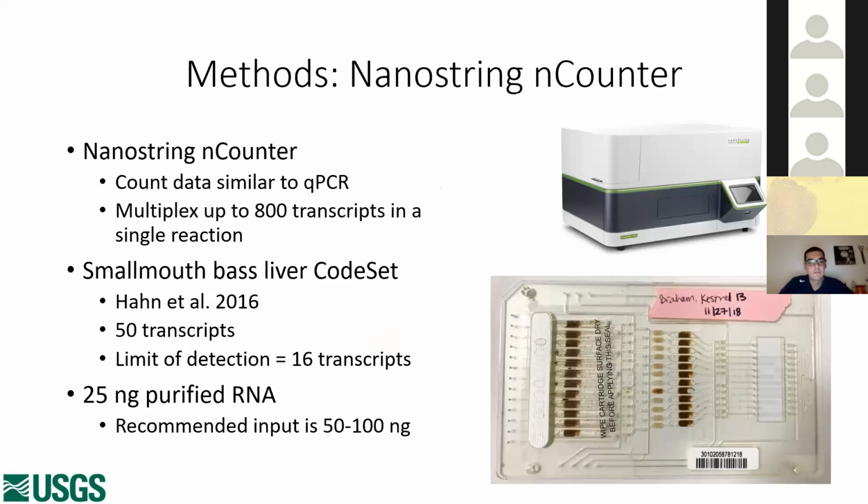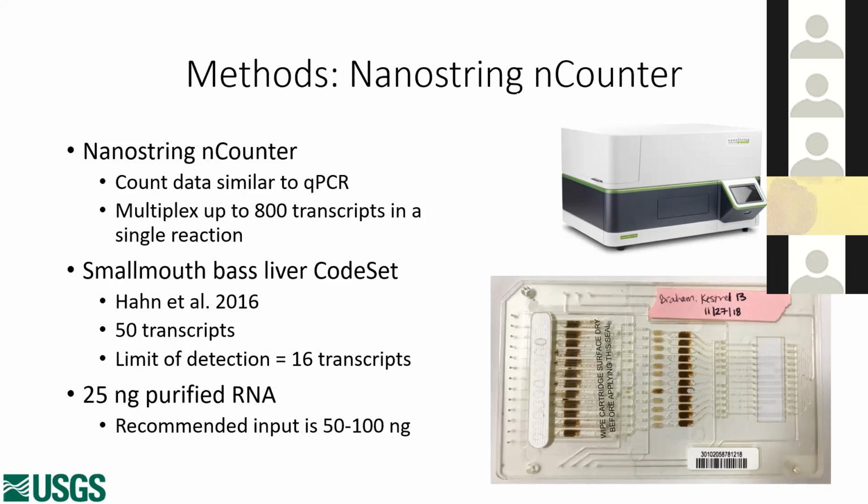For RNA, I used the NanoString nCounter, and this platform provides you with count data that's very similar to what you would get with qPCR. And with this machine, you can actually multiplex and quantify up to 800 transcripts in a single reaction. For most of our work, our code sets are developed for 40 to 60 transcripts that we want to look at. And yeah, 800 transcripts is quite a bit, but I guess it is doable since they claim it can be done.